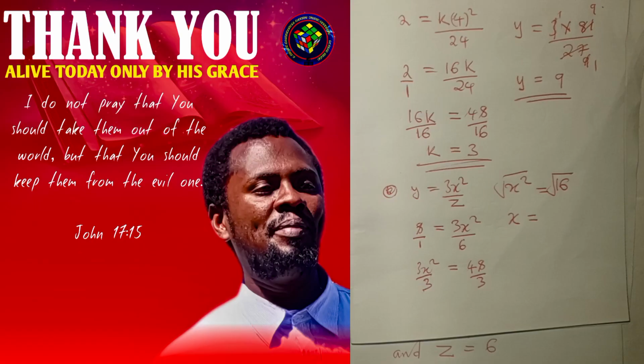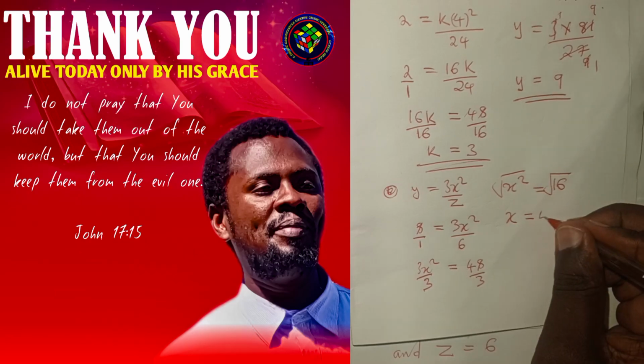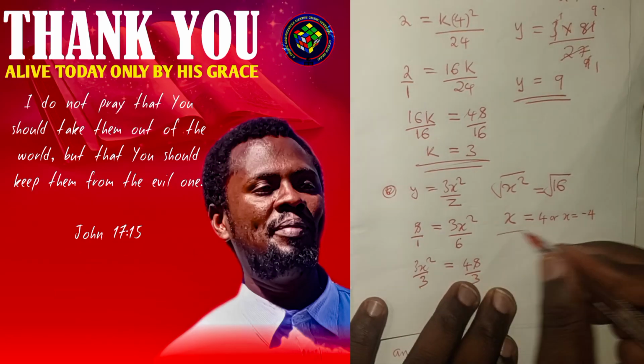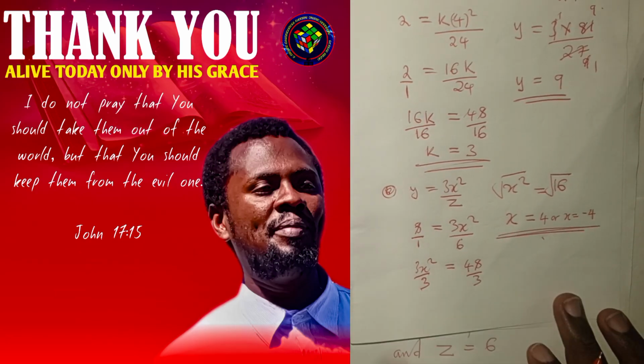What you should remember is that when you square root a number, there are two possible solutions, that is positive and the negative of the same number. What's the square root of 16? Square root of 16 is 4. So we're going to have negative 4 or positive 4. So x is equal to 4 or x is equal to negative 4. Those are the two values of x.